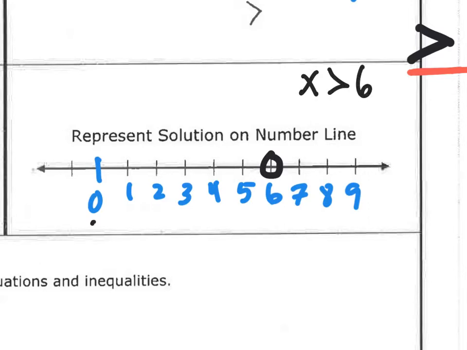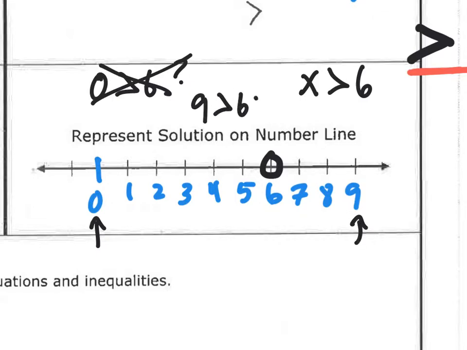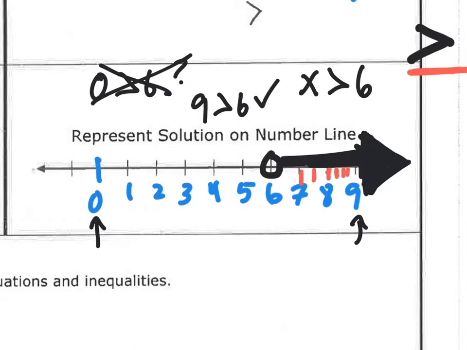So my question to you is, is 0 greater than 6? Yes or no? You're right, it's not. So then I'm going to look at this one. Is 9 greater than 6? The answer is yes. So I know that I'm going to shade towards the 9. Oh, that is not a very good arrow, but you're just going to have to pretend it is. Okay, that's really ugly actually. Okay, so when I look at this, I see that 7 is a solution, 7.5, 8, 8.1, 8.2, 8.3, anything that's bigger than 6 counts as a solution.